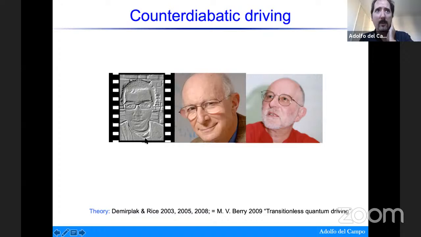They wrote beautiful papers in 2003, 2005, and 2008. And then Michael Berry rediscovered it as I have presented it and gave it a different name. Transition is quantum driving that also compels the meaning.